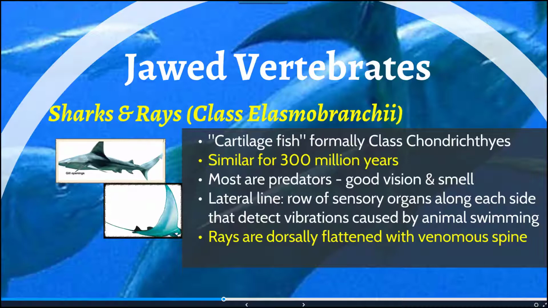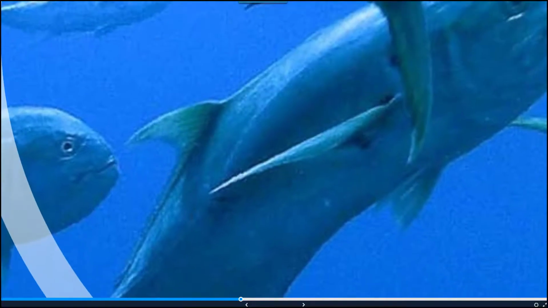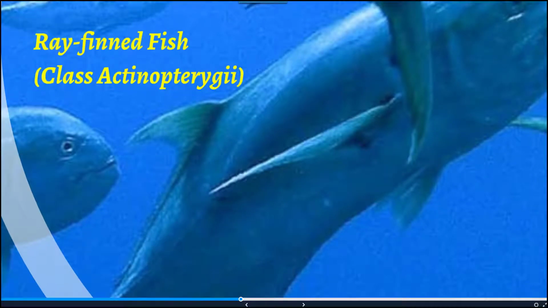Rays are going to be dorsally flattened, which means that they are going to have a slightly different structure to them, obviously, than sharks, and they also have a venomous spine on their tail, or associated with their tail. Ray-finned fish are part of the class Actinopterygii.